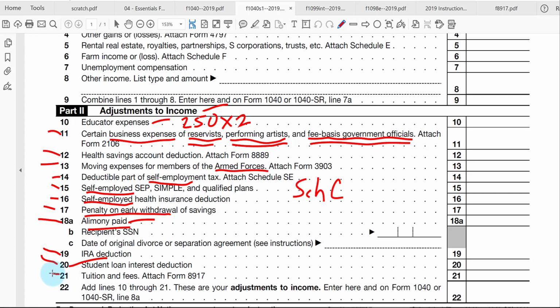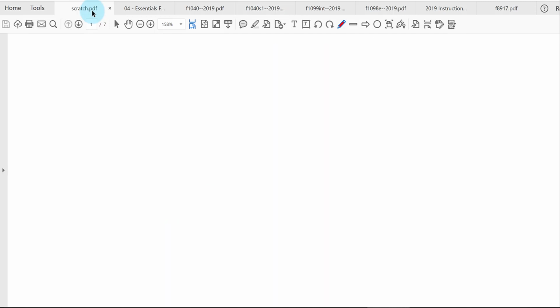This last deduction is something that was brought back last minute, so our textbook doesn't even mention it, I believe. This is called a tuition and fee deduction, and it's calculated on this form here. Before we take a look at the form, let me first illustrate the different ways of claiming education costs. We call that qualified education costs.